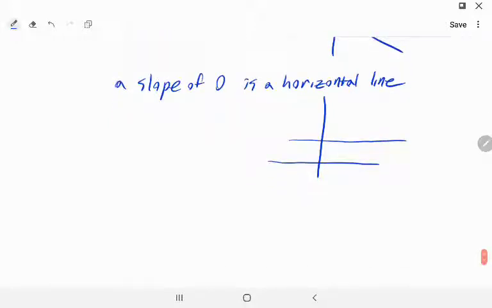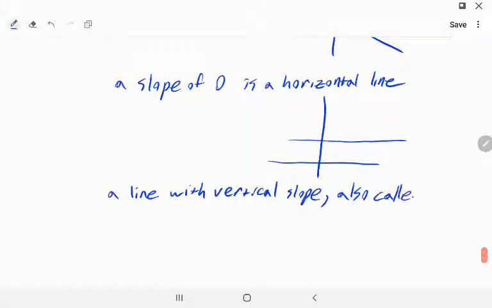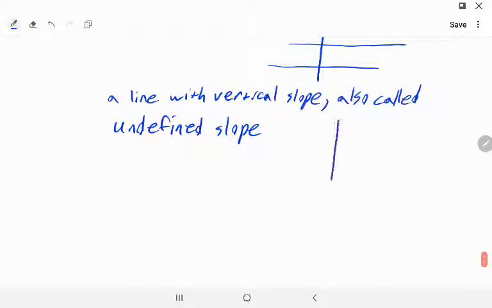And then a line with vertical slope, also called undefined slope, unsurprisingly, is a vertical line. So, pretty straightforward.